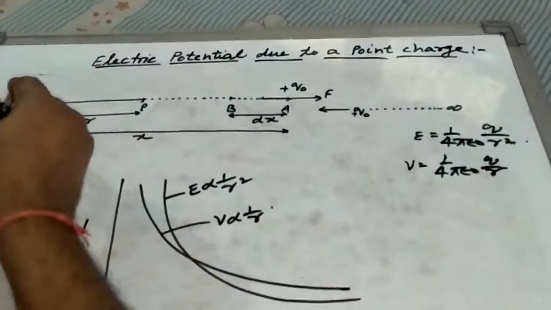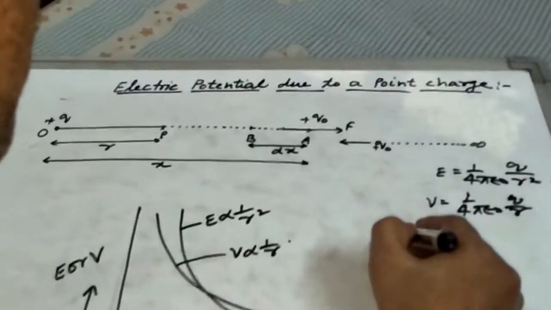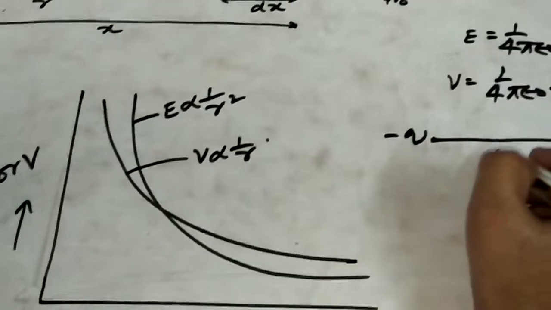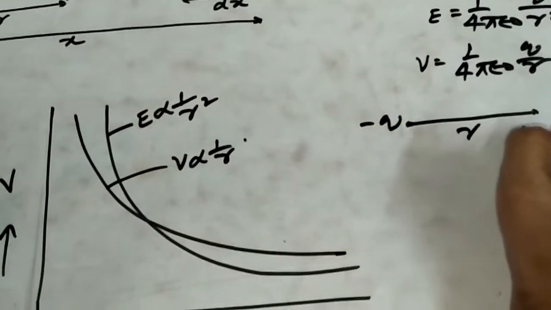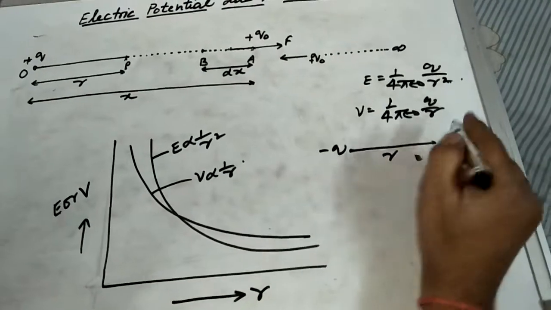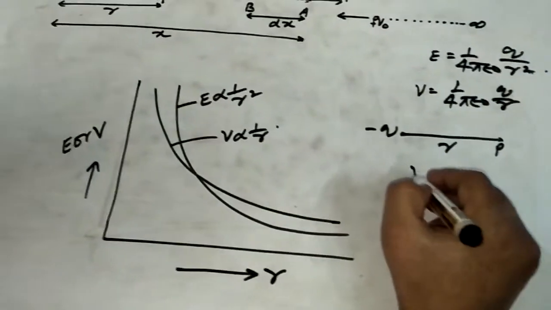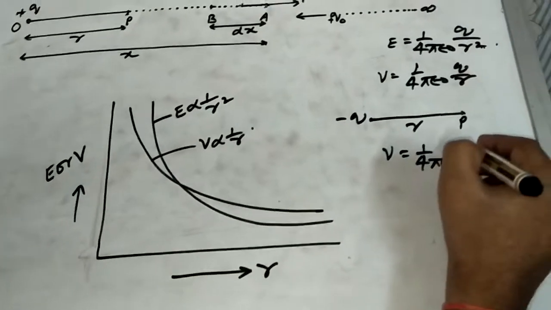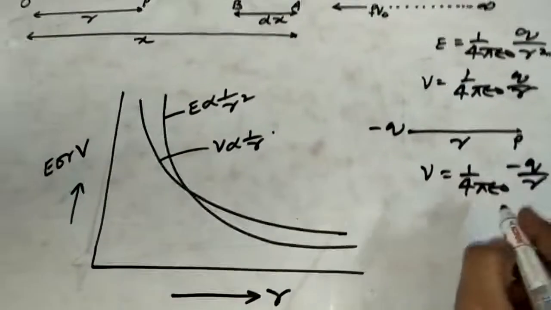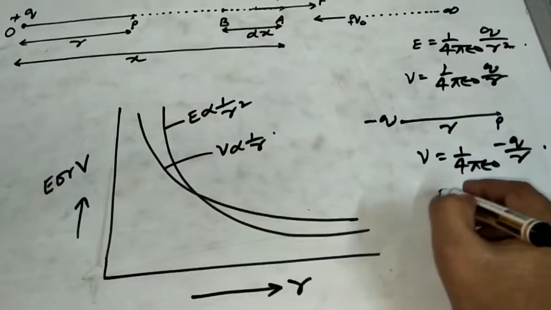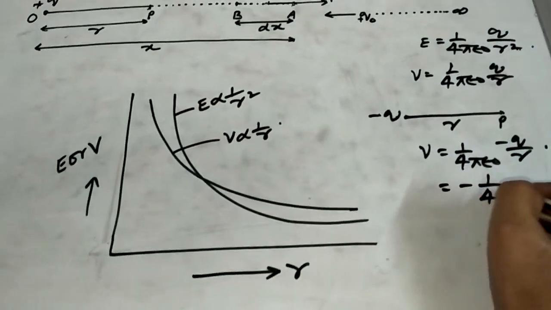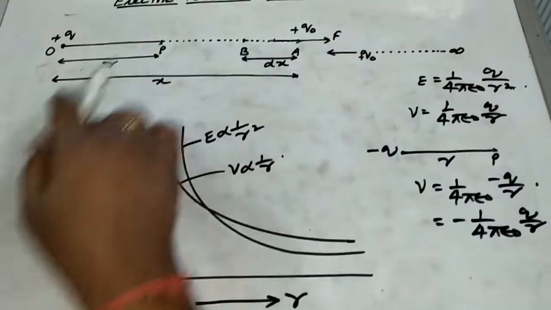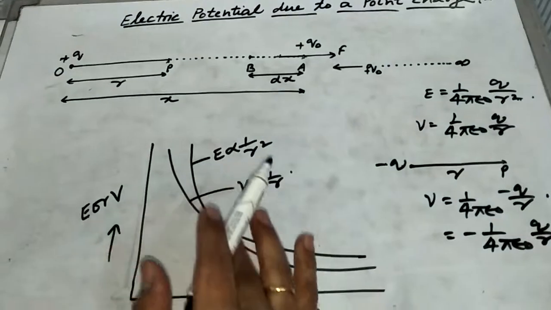And once again I want to tell you, if the source charge is negative, suppose this charge is minus Q, so due to this charge at distance R, the electric potential V at point P is equal to 1 upon 4 pi epsilon naught minus Q by R. Here we consider the sign of charge, or simply you can write here minus 1 upon 4 pi epsilon naught Q by R. So dear student, once you go through this derivation, in the next video I will discuss the next topic.